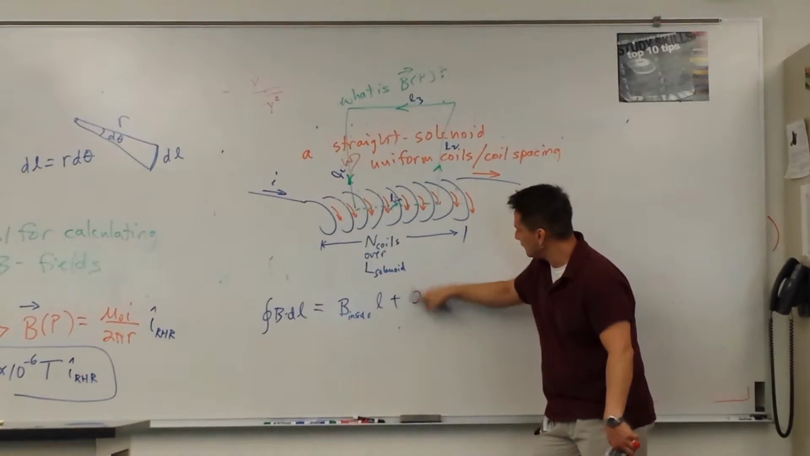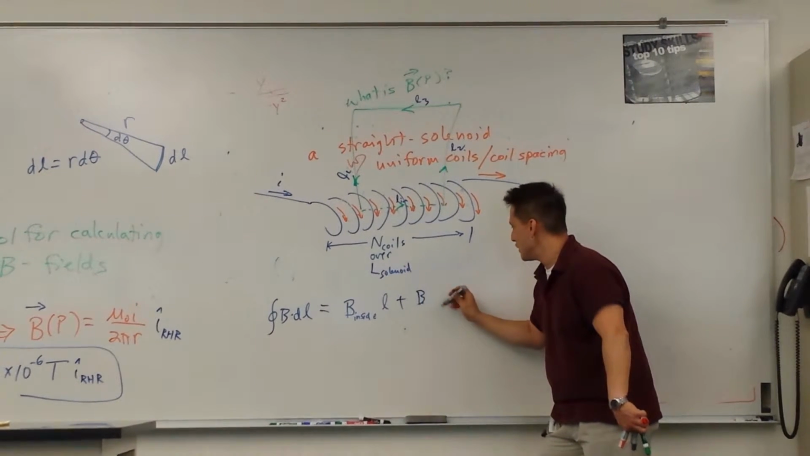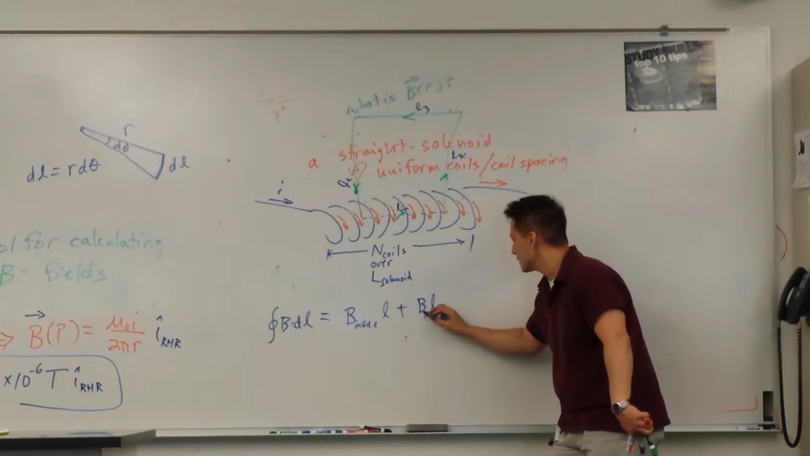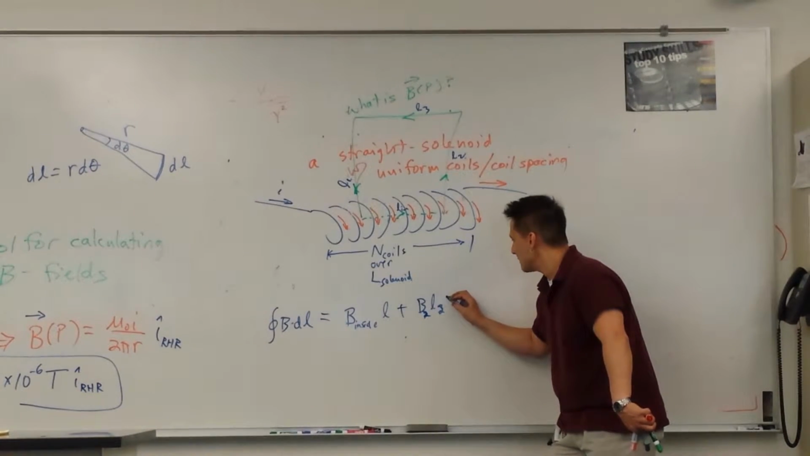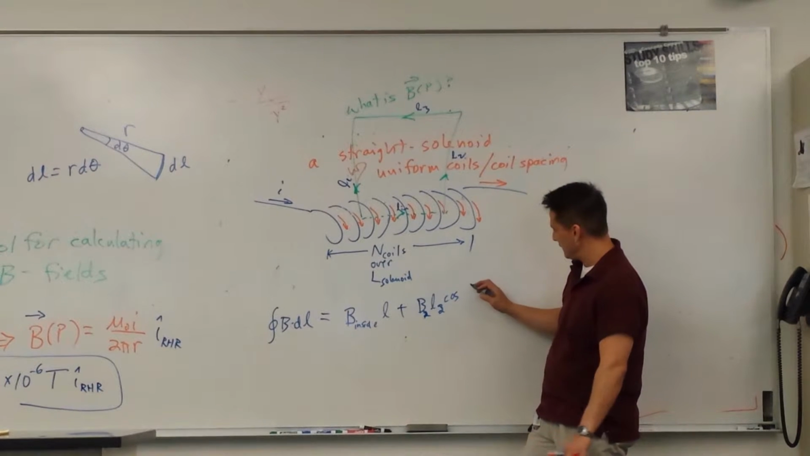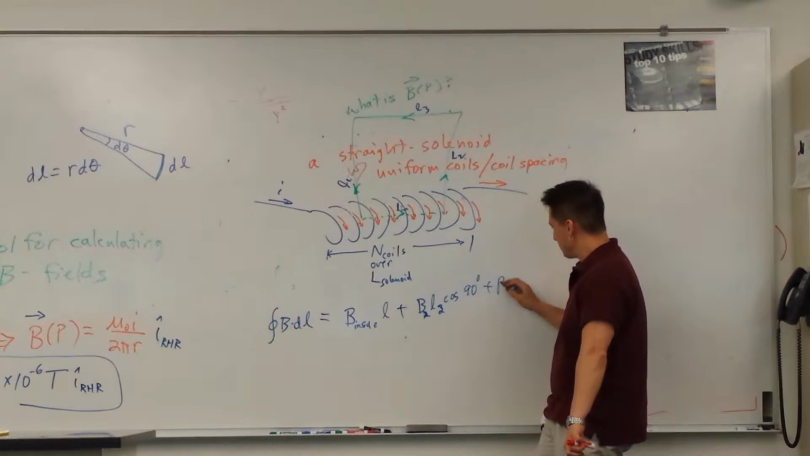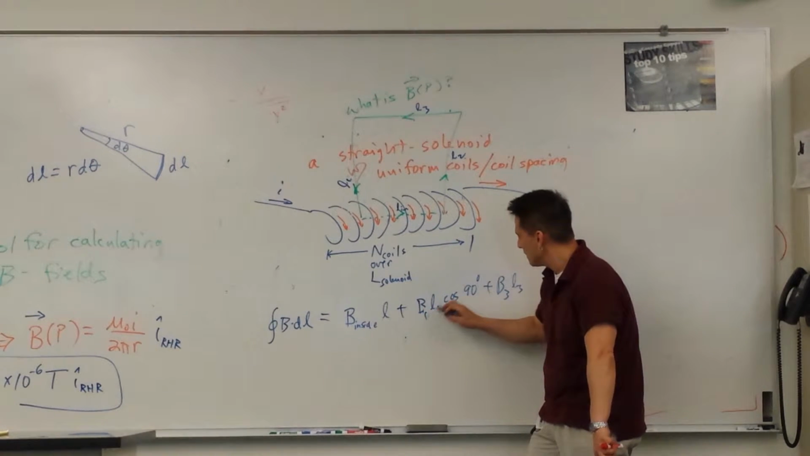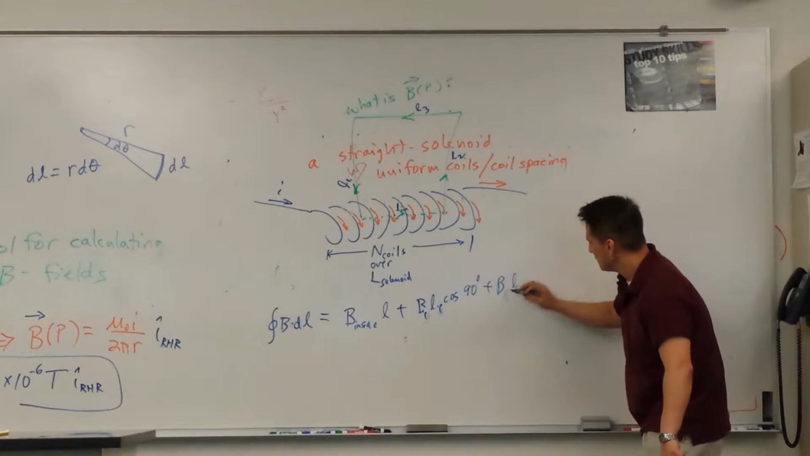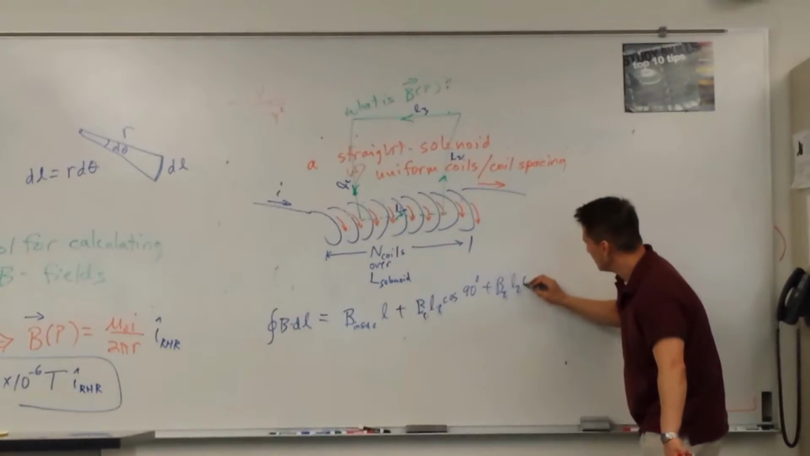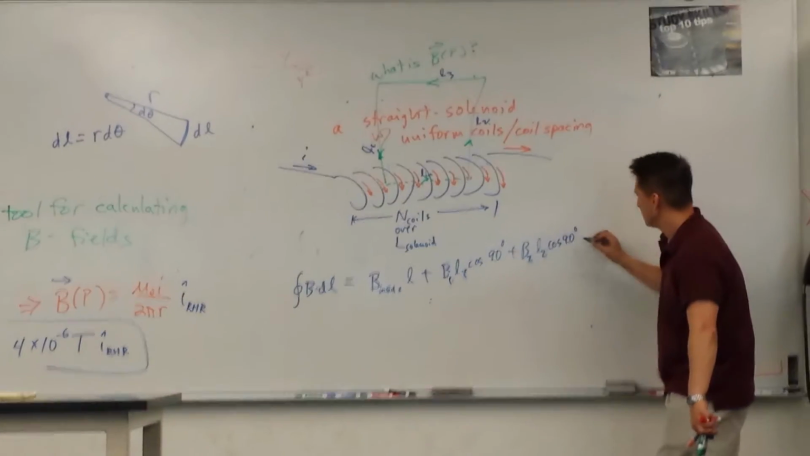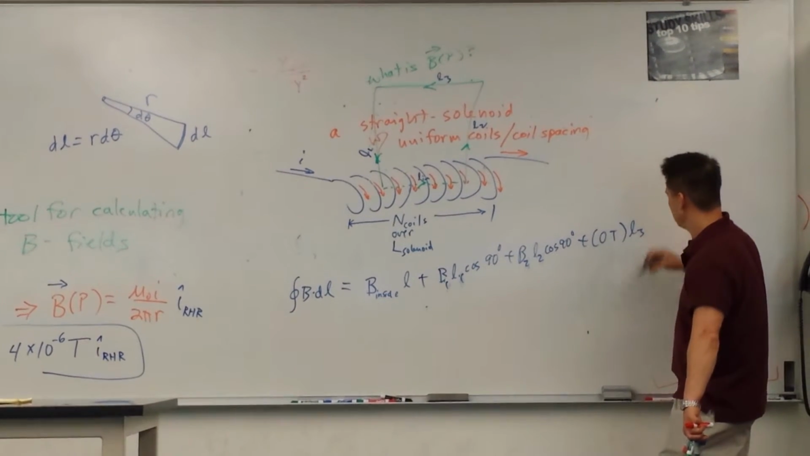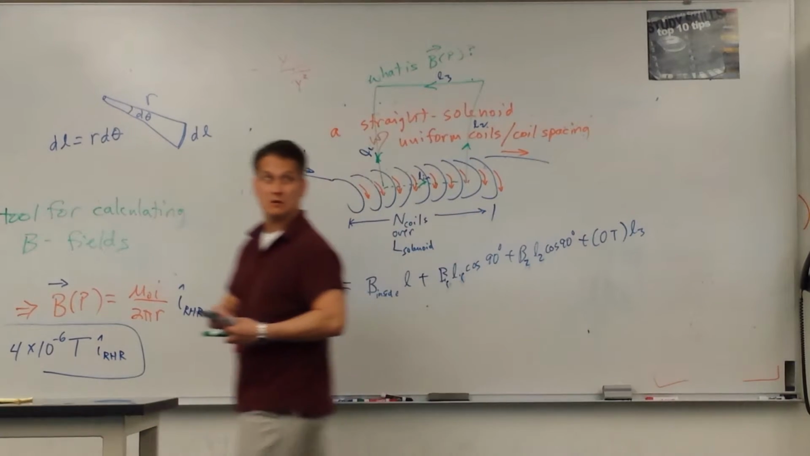Well, I'll write it this way: B L3, L2, excuse me, times the cosine of 90 degrees plus B3 L1 and 2, damn it. Something that looks like this.